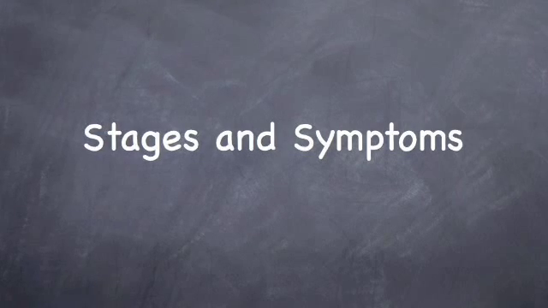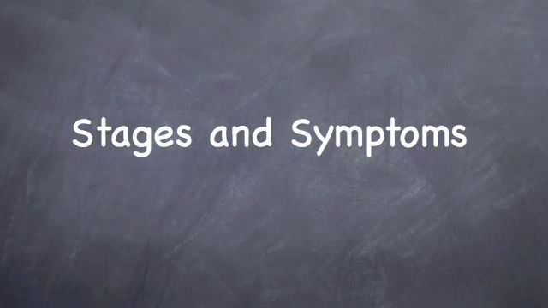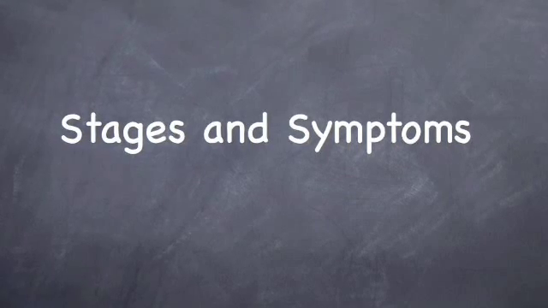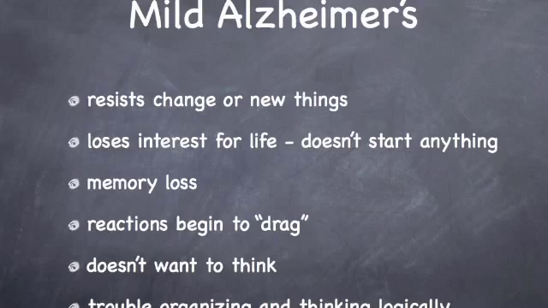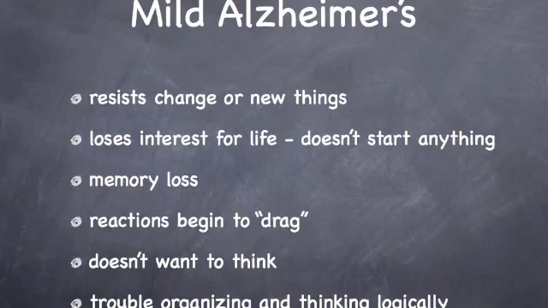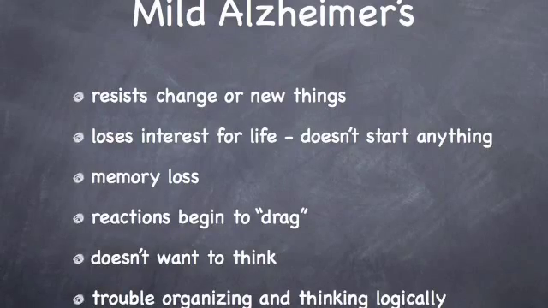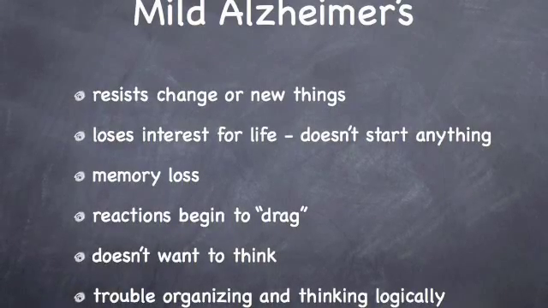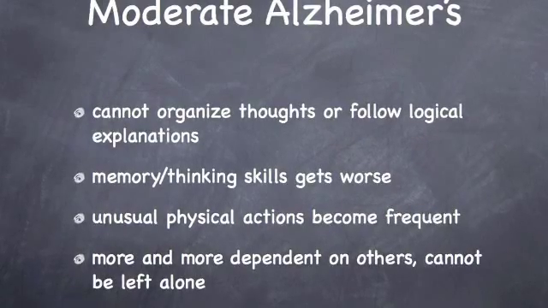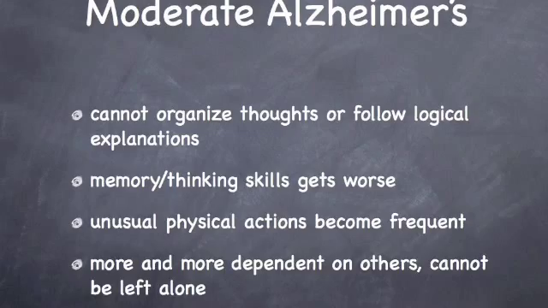Yes, the stages and symptoms of Alzheimer's. AD is divided into three major stages: mild, moderate, and severe Alzheimer's. The level of severity of the symptoms for each stage is basically defined by the name of the stage. During mild AD, some of the major symptoms are resisting change or new things, loses interest in life, doesn't start anything, memory loss, reactions begin to drag or people become sluggish and they don't want to think, and trouble organizing and thinking logically. During moderate AD, the symptoms are inability to organize thoughts or follow logical explanations, memory and thinking skills get worse, unusual physical actions become more frequent, and they become more and more dependent on others.